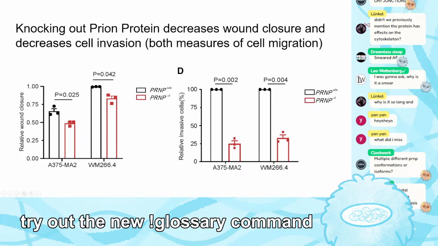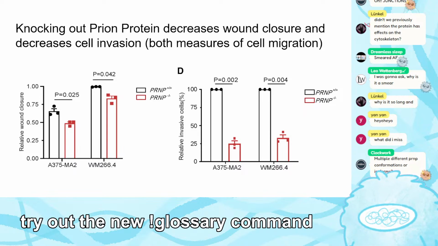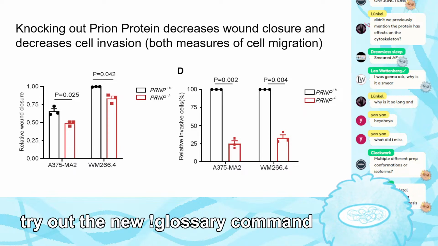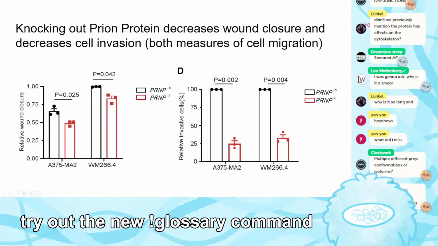So, knocking out the prion protein decreases wound closure and decreases cell invasion. If you watched my other cancer streams, you would recognize these as metrics of migration and metastasis, right? For wound closure, you can plate your cells, drag a blade through them and see how quickly the cells patch up the damage in their network. And we can see in these cell lines that if you don't have the prion protein, you are worse at repairing that damage.